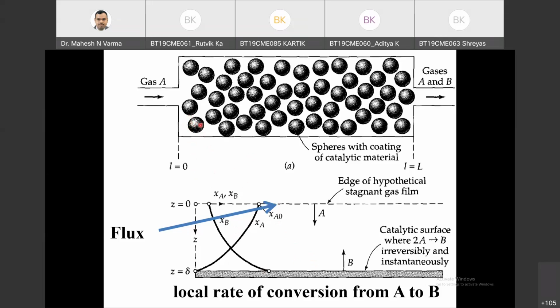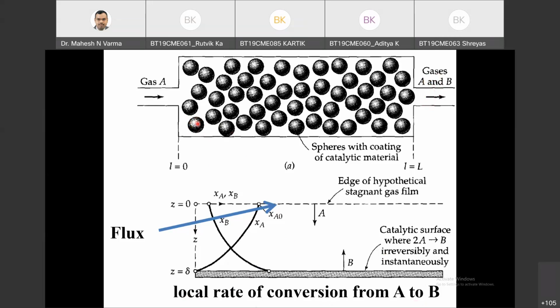And this film is around this catalyst particle, and this is giving me the local rate of conversion. Still I have not got this actually. What will be the conversion at this point? That I have not got. I have got the local rate of conversion of A to B, that I am repeating so many times.